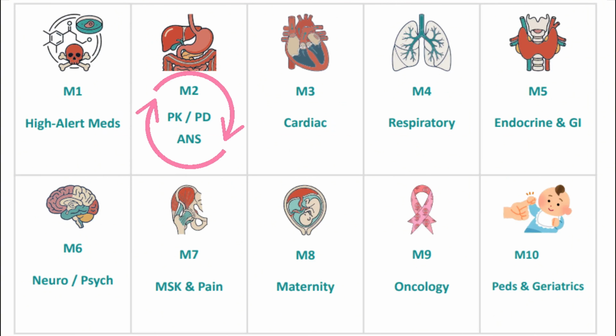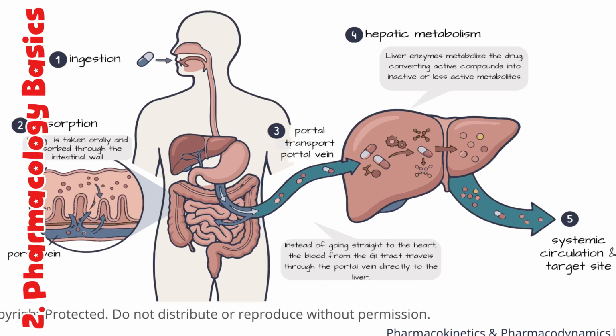Module 2, Pharmacokinetics, Dynamics, and Autonomic Nervous System. Before any specific drug class makes sense, we need to understand the life cycle of a medication, what the body does to a drug, what the drug does to the body, and one master rule that predicts almost every autonomic drug on this exam.